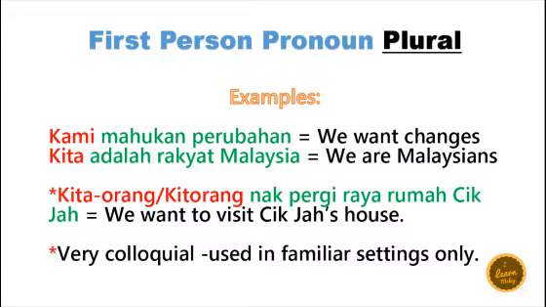Okay, for kita orang or kitorang, this is very colloquial. It is used in familiar settings only. For example, if I'm speaking with my friends, then I will say kitorang nak pergi raya rumah Cik Jah. We want to visit Cik Jah's house. Of course, if you have a pen pal who is really close to you, once you are in Malaysia, you can try to use this word kitorang with them. Who knows, maybe they are quite excited to hear you speaking in the colloquial form.